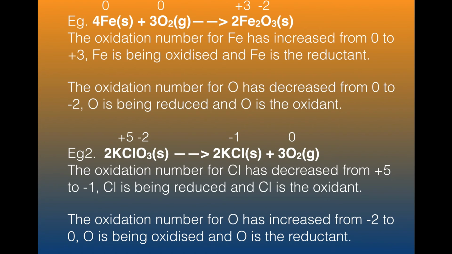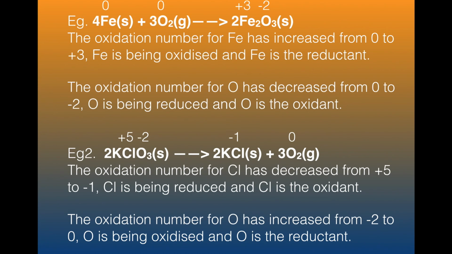Note that there must always be a change in oxidation number in a redox reaction. And again, an oxidation must always occur, and a reduction must always occur. You'll never get 2 oxidations or 2 reductions, since one species must give up electrons, and one species must accept electrons.